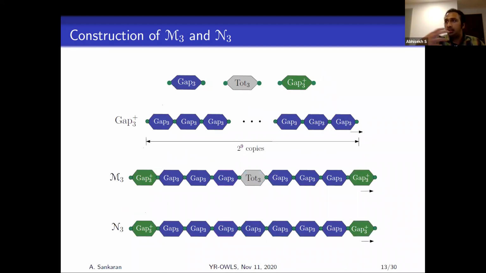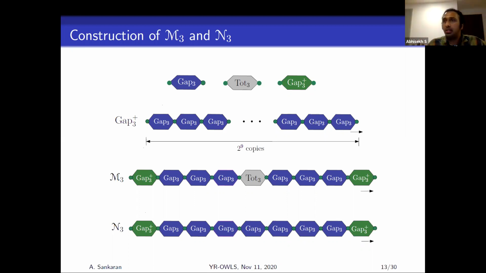Now, using gap 3 and Taut 3 themselves as substructures, you construct M and N as follows. You first construct gap 3 plus, which is an ordered sum of 2 to the power 9 copies of gap 3. Finally you construct N3 in the same way as you constructed Taut 3. You take gap 3 plus, take the ordered sum with a copy of gap 3, you do that 7 times, and then you have another copy of gap 3 plus. This constructed structure is N3, and in here once again there is a middle gap 3 segment. So you replace the gap 3 with the Taut 3 and you get M3. That's the construction of these structures.